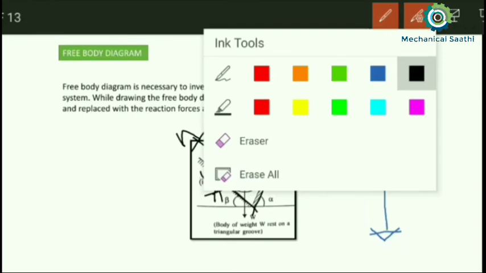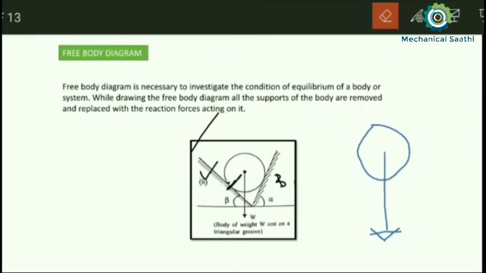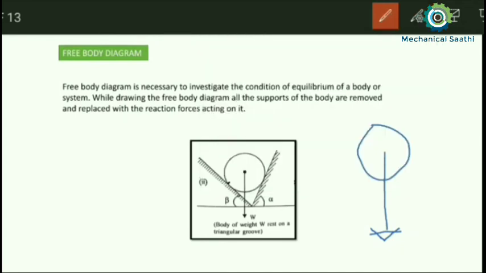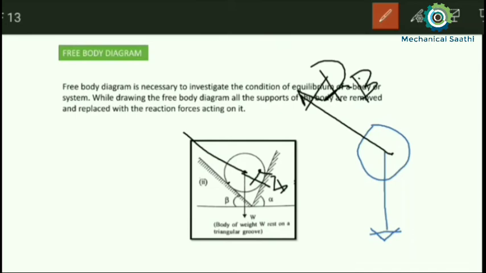Okay, so let us try to draw those reactions. Already we have drawn the weight of that body. So let us now try to draw that reaction. We'll be getting a reaction somewhat like this, which will be perpendicular to this support. I have already marked this point B, so I am naming this RB, the reaction at point B.